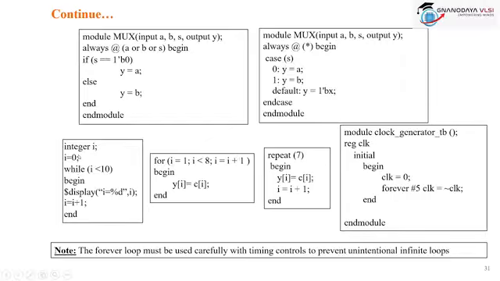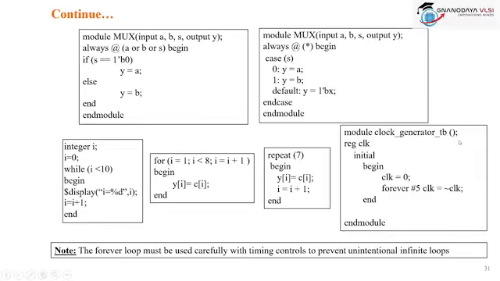And next is integer i equal to 0, while i is less than 10, begin, display this value. This will execute from 0 to 9. And this is the for loop. Since this condition is satisfied, this will be incremented and this will be executed. This will be repeated for 7 times.